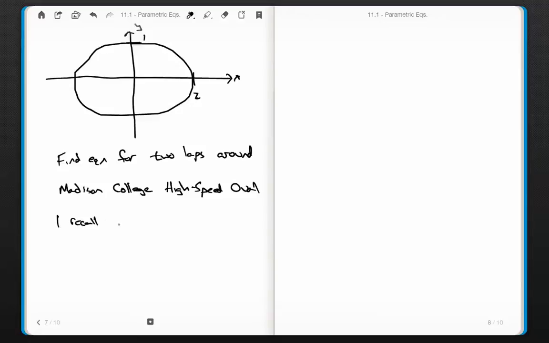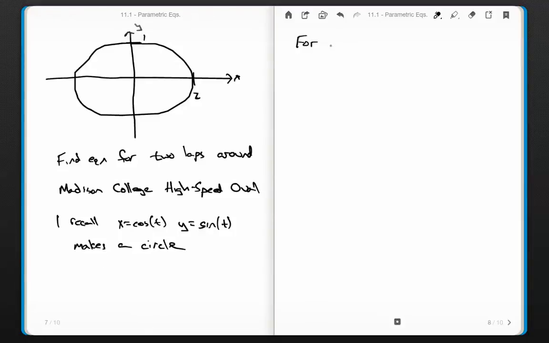All right. I recall from earlier that x equals cosine of t, y equals sine of t. Well, I know that this makes a circle. So how can I make sure that in my x direction I go twice that far, double the radius of the unit circle? In my y direction I only go that far. So for the oval, I'm just going to extend the x's. So I'm going to say that x equals 2 times the cosine of t. And I'm going to say that y equals just plain old sine of t. And I think that would do it.